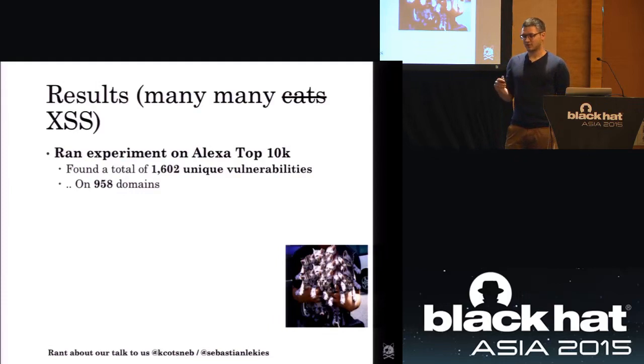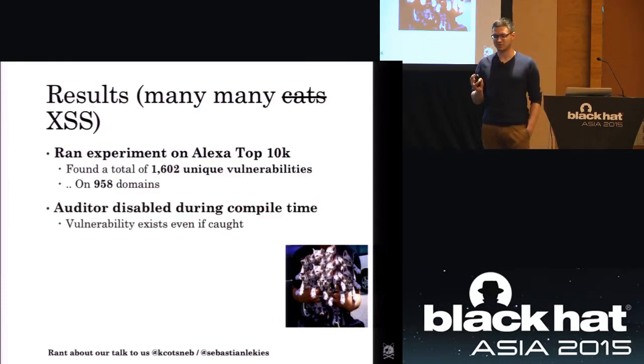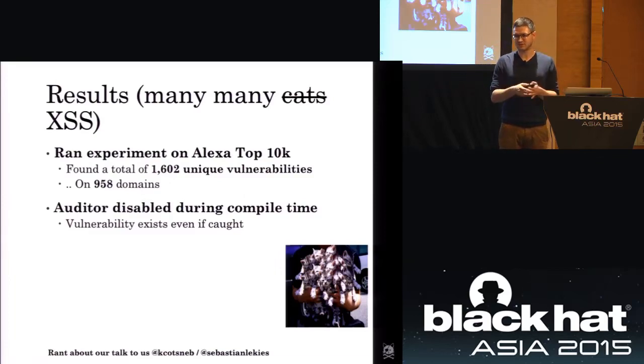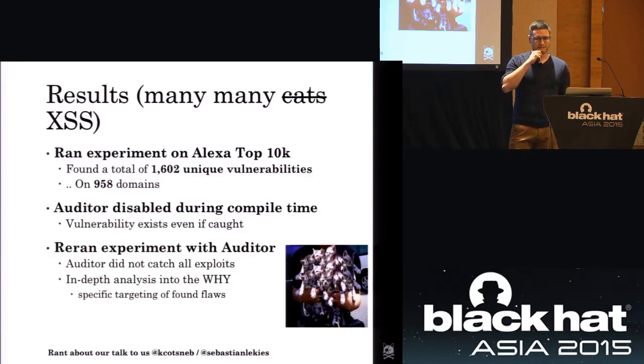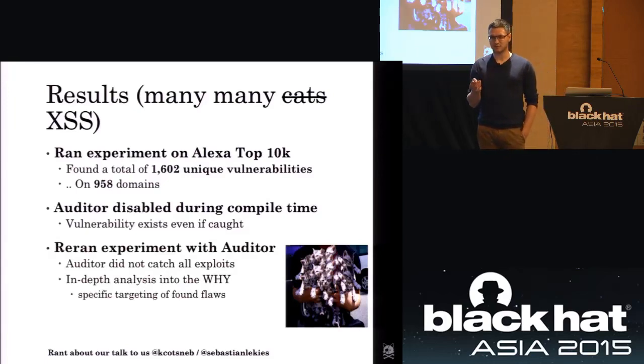When we validated these vulnerabilities, we actually opted to disable the XSS Auditor. Why did we disable the XSS Auditor? Just because the auditor can catch an exploit doesn't mean that there's not actually a vulnerability, right? It just means that obviously Chrome did a good job in terms of finding that. We then reran the experiment, turning on the auditor. And it turns out that some of the exploits were blocked, but others were not blocked.